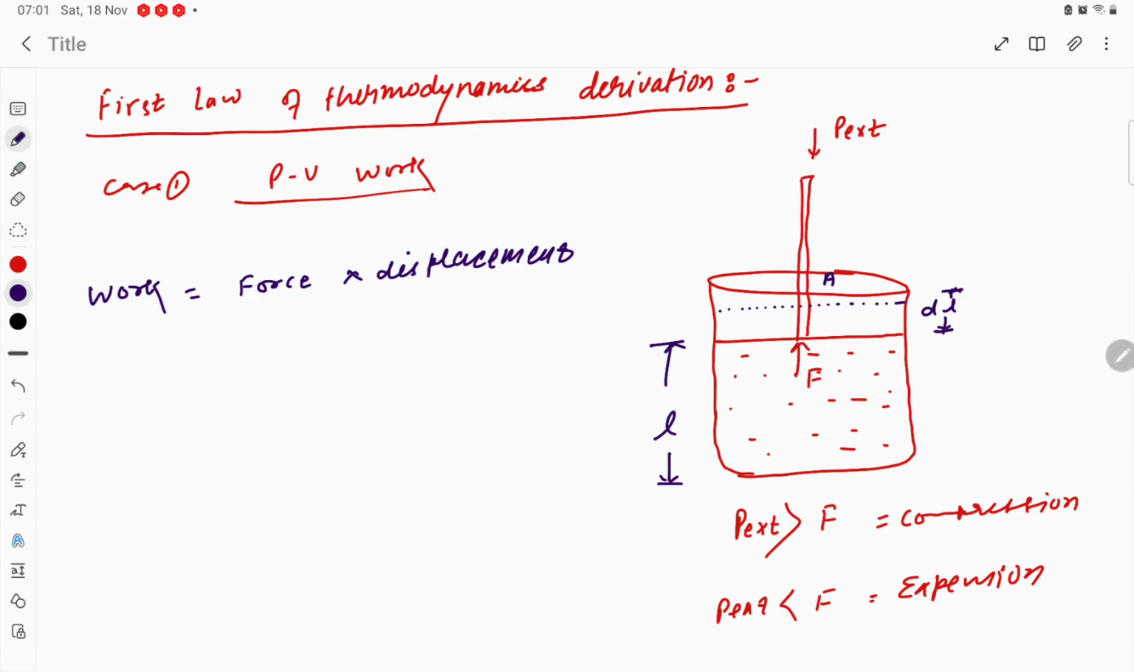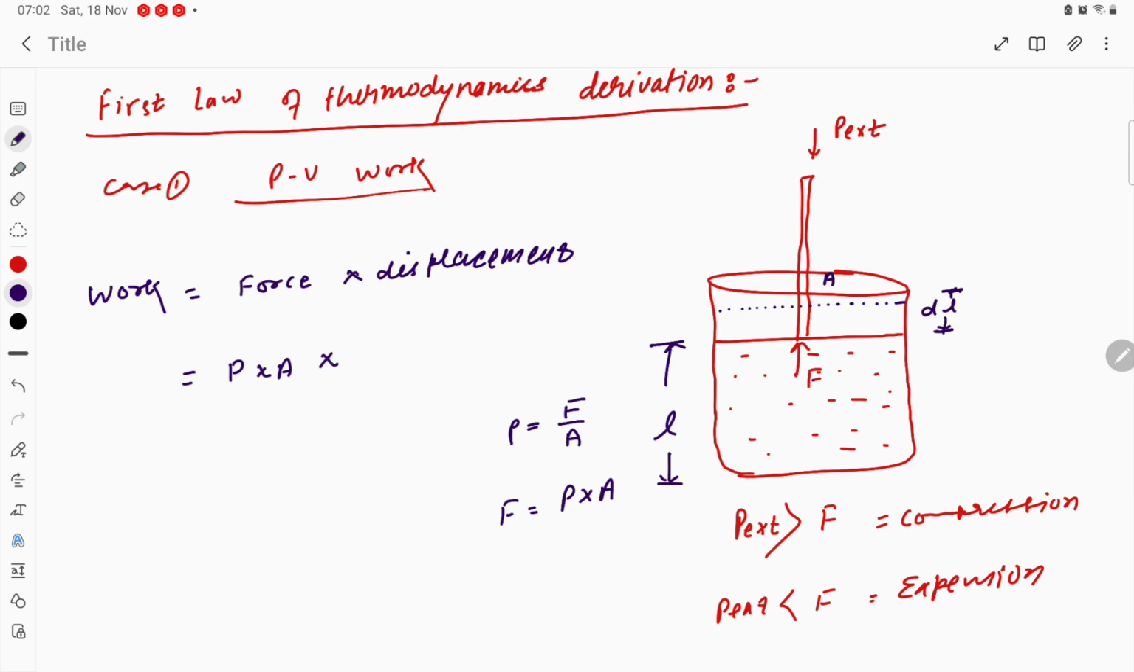So in other words, if you are talking about pressure-volume work, what is the force here? You know, student, pressure is equal to force per unit area. So F is equal to P into A. So what we can write, student, is P, into A into displacement.